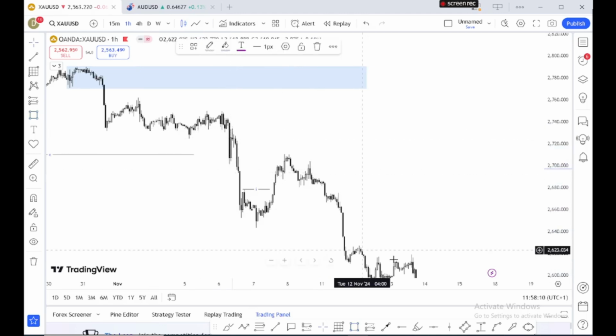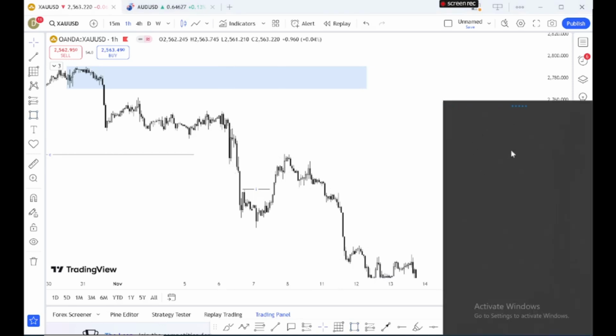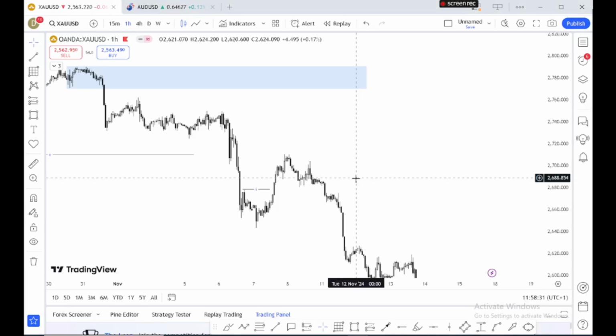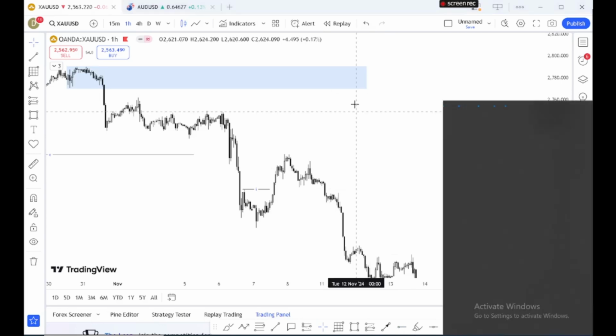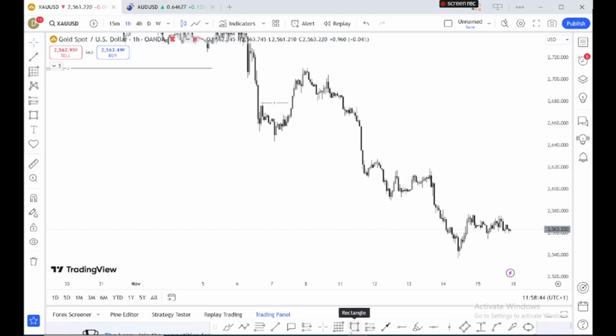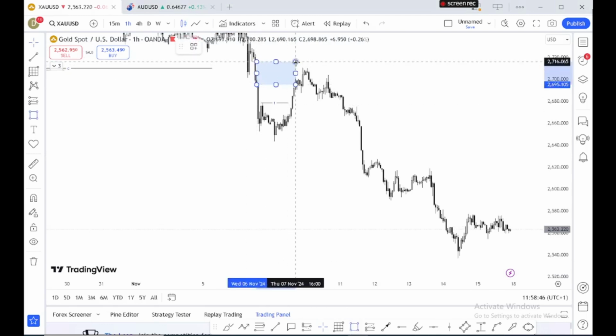Oh, sorry, my network. Okay, so as you can see, market mitigates something here. Oh, sorry, this network is crazy. Okay. So as you can see, market mitigates something here.